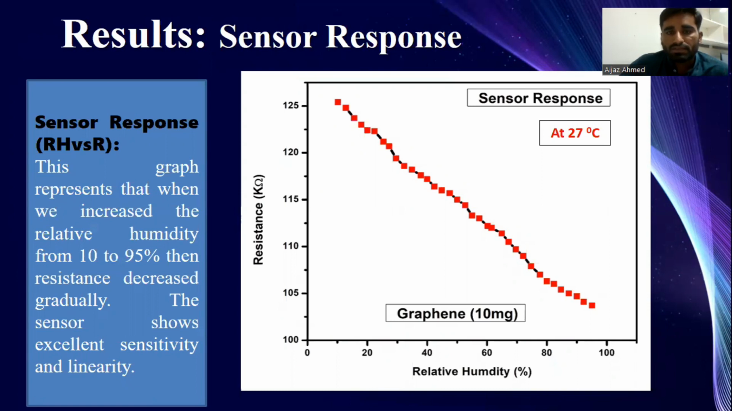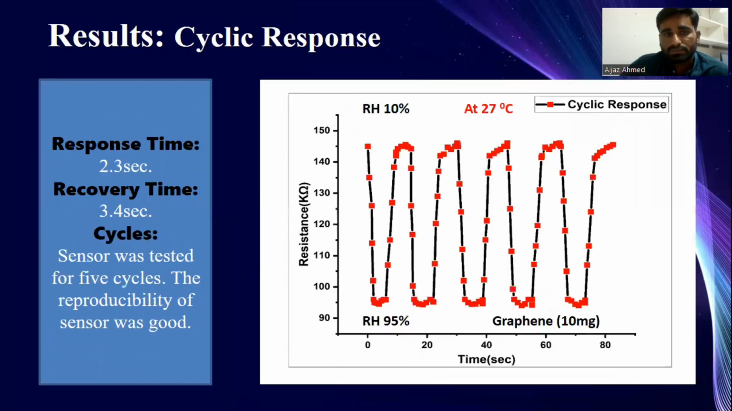From the graph, it is clear that when we are gradually increasing the relative humidity, the resistivity of the LDR is gradually decreasing. This graph represents that when we increase the relative humidity from 10% to 95%, the resistance decreased gradually. The sensor shows excellent sensitivity and linearity also.